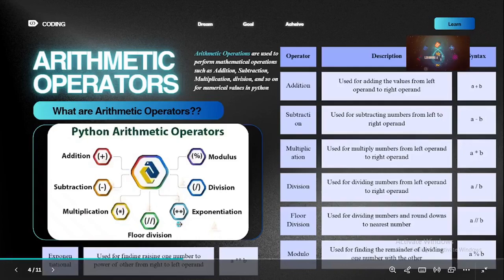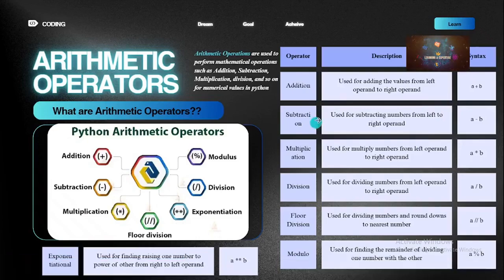Addition is useful for adding two values, subtraction for subtracting numbers, and multiplication where we multiply two numbers. Division is useful for dividing two numbers, and floor division is useful for dividing two numbers and giving the nearest lower number. For example, if we get the result as 3.57, it gives 3.